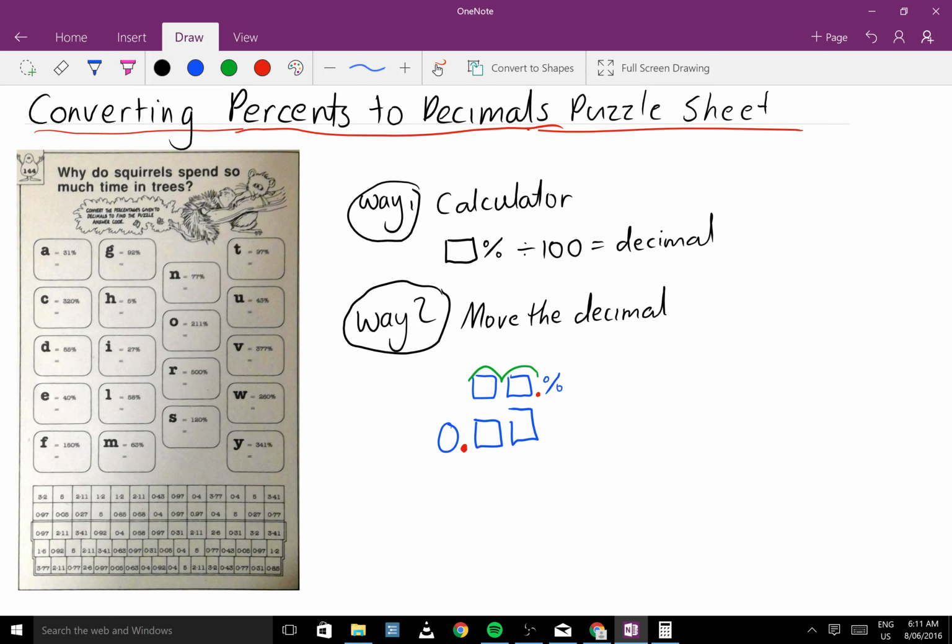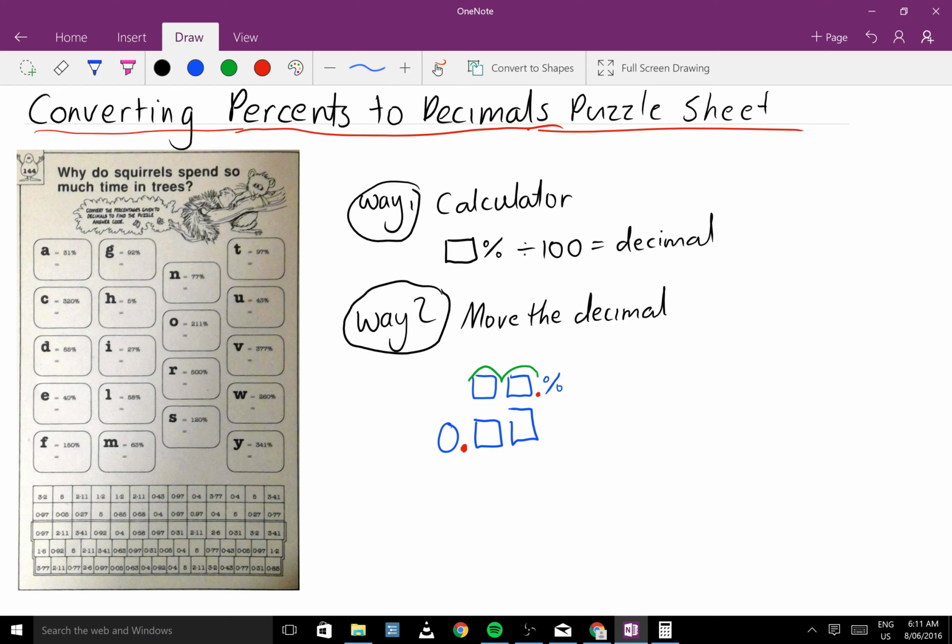I find the easiest way to convert a percent to a decimal is just using a calculator. Now every percent has been times by 100 because it's out of 100. So to reverse that, you just divide by 100.